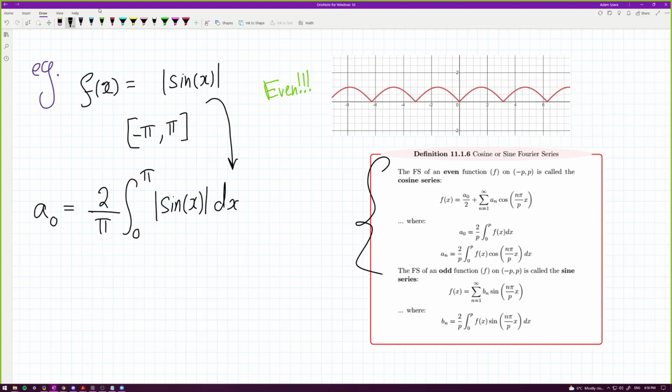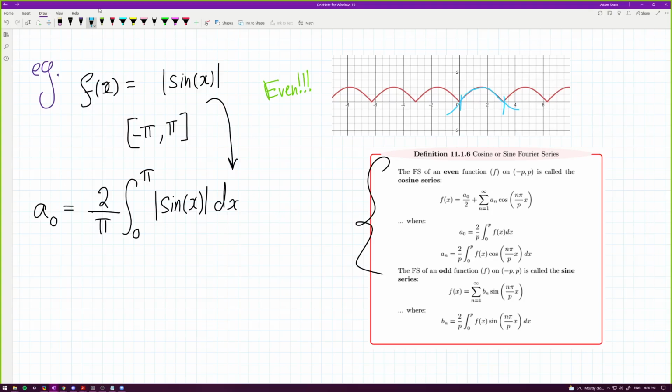Now how do we calculate this? How do you deal with the absolute value? Well, we're lucky here. If you look at the absolute value of sine x from 0 to pi, which is right there, and if you imagine what sine x would be, it's the exact same function in that interval.